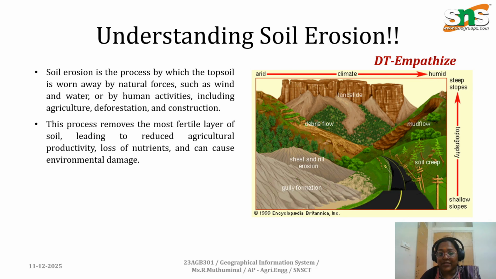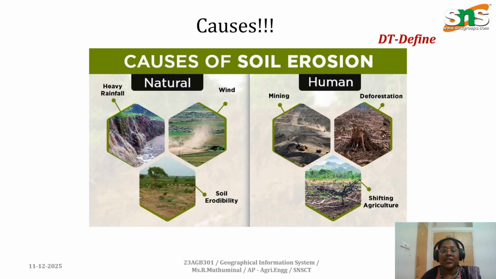Let us understand that soil erosion is the process by which the topsoil is worn away by natural forces such as wind and water, or by human activity including agriculture, deforestation and construction. This process removes the most fertile layer of soil, leading to reduced agricultural productivity, loss of nutrients, and can cause environmental damage.